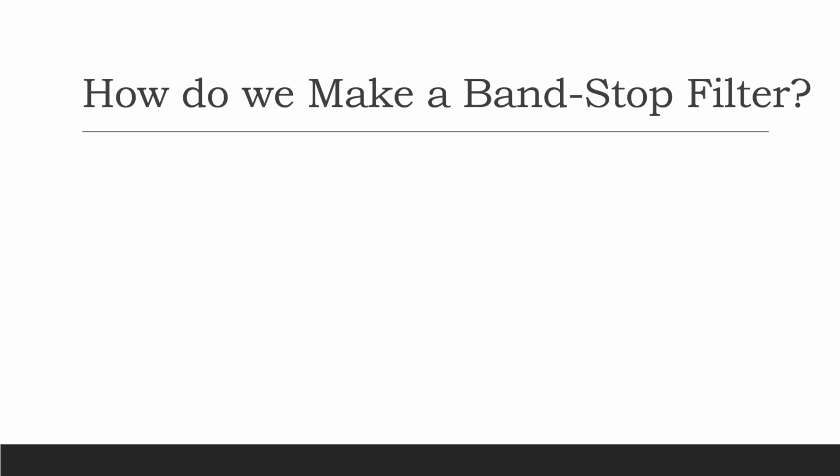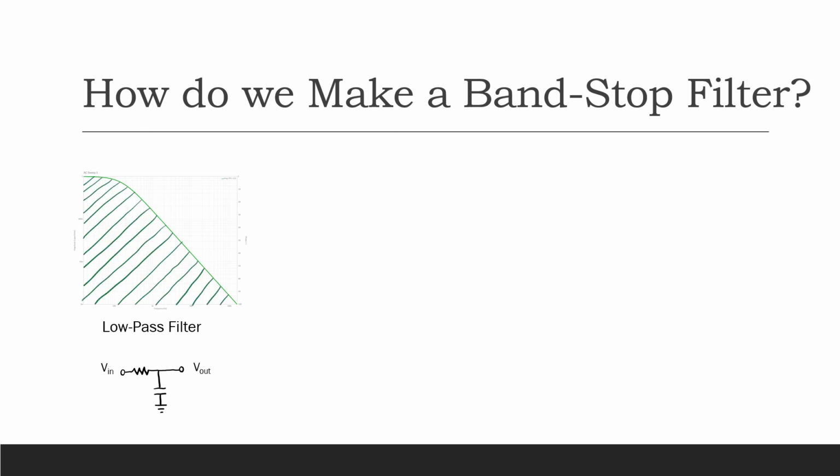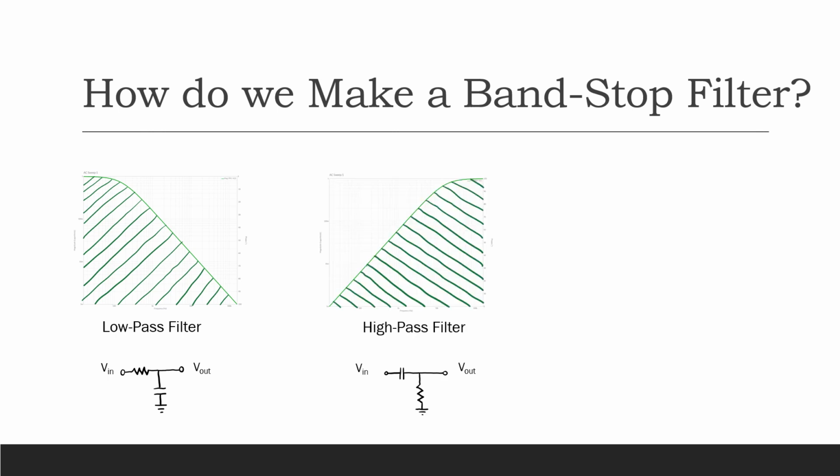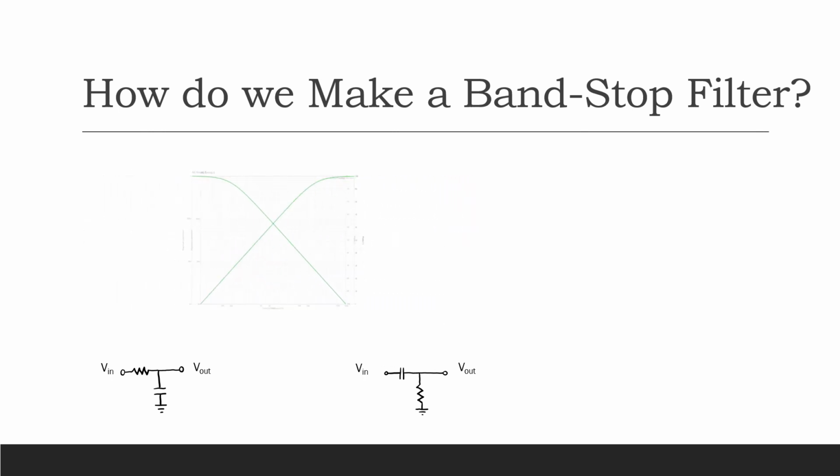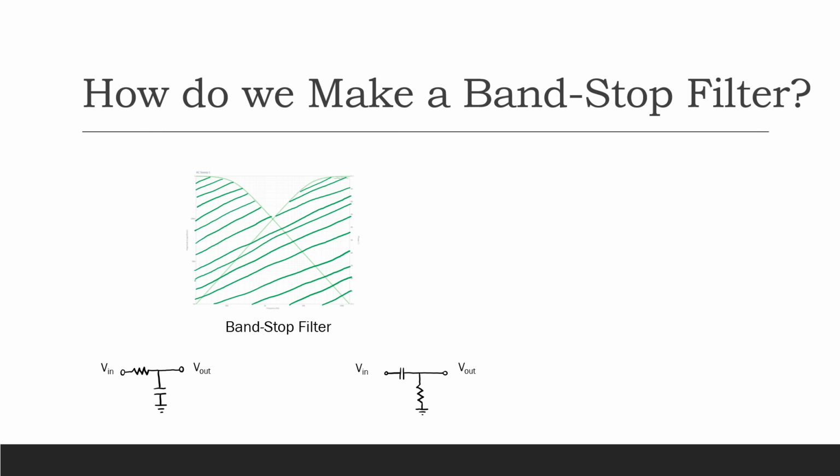Now let's talk about how we can actually make a band stop filter. We already know how to make a low-pass filter like we saw before. It allows low frequencies to go through. And we know how to make a high-pass filter that allows high frequencies to go through. And we'd like to combine these somehow so that we make a band stop filter that allows low and high frequencies to go through, but blocks out frequencies in a middle band.